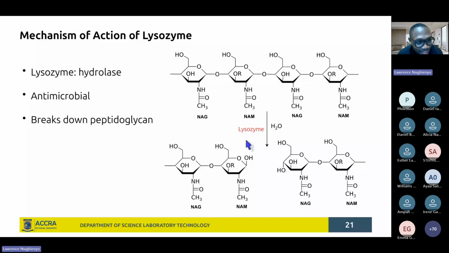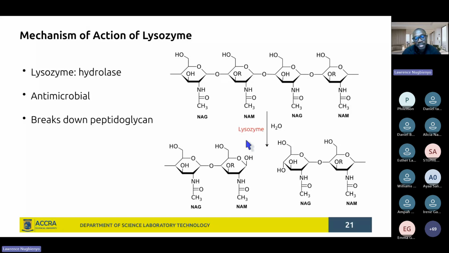So lysozyme is also one of these enzymes which we classify as glycoside hydrolases. You remember when we did classification of enzymes, one of the classes was hydrolases. So the hydrolases were enzymes that catalyze hydrolytic reactions. So hydrolysis.